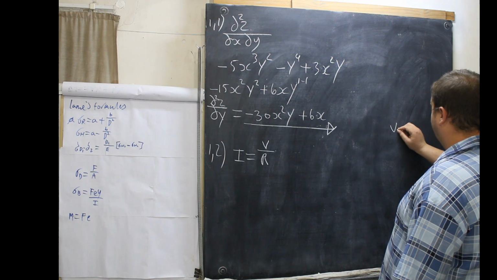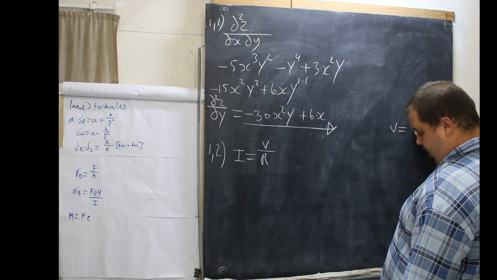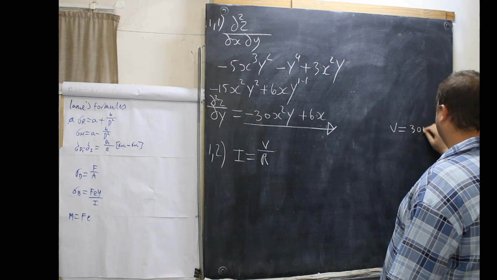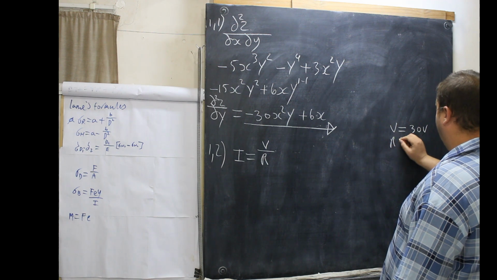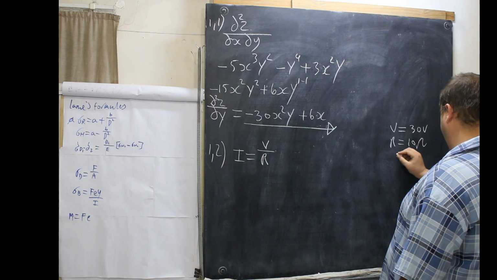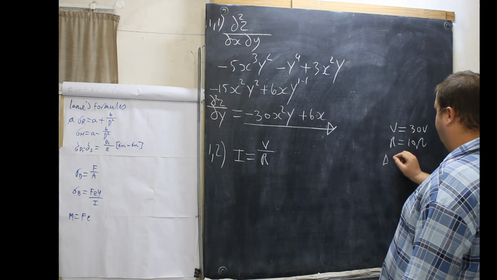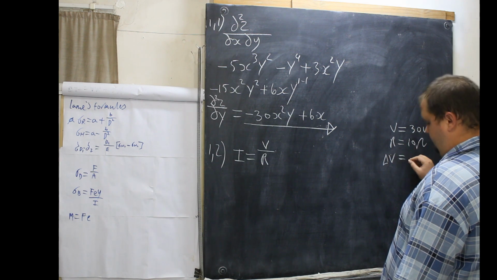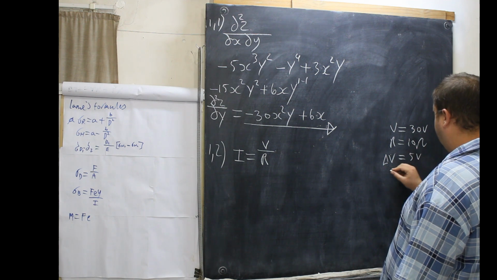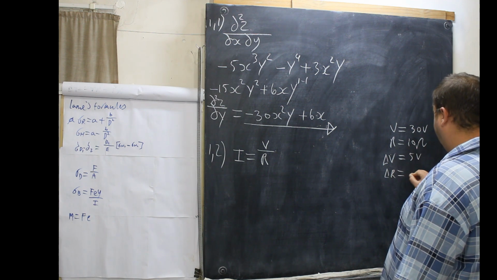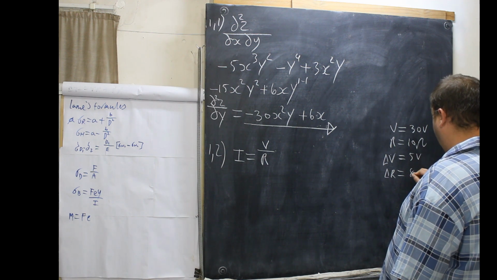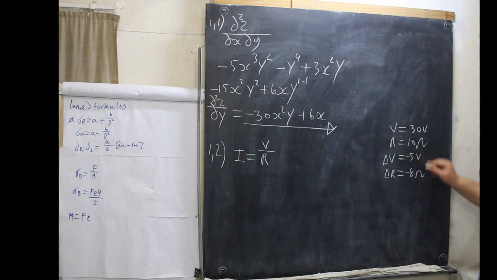The original value of V is equal to 30 volts, R is 10, and now the change in V is equal to 5 volts, and the change in R is equal to 8 ohms. And they're minused because they are decreasing.